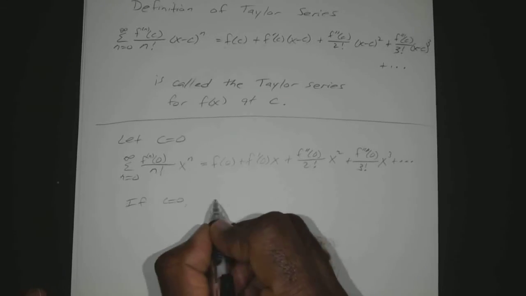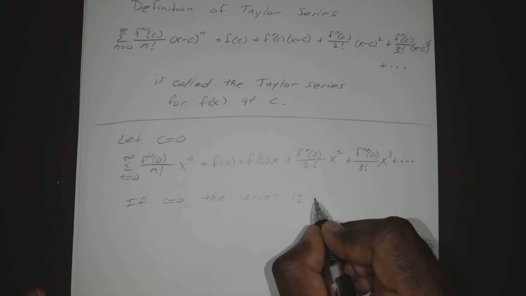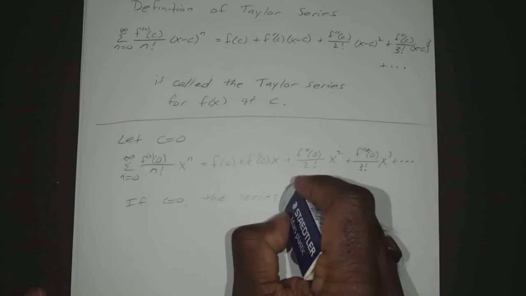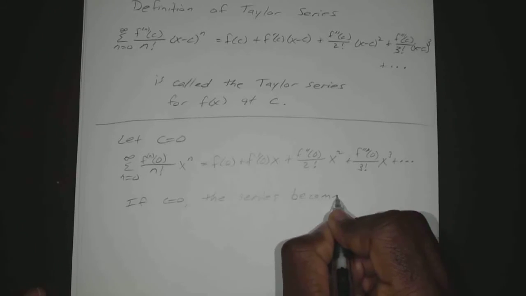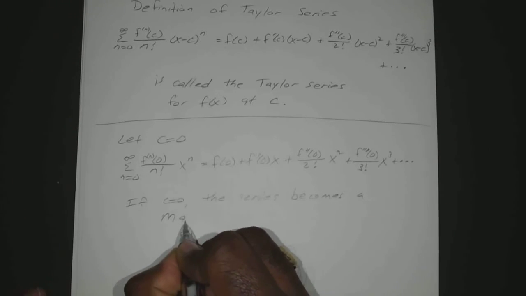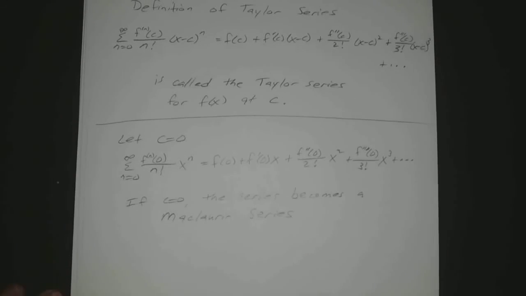So c equals 0, this series becomes a Maclaurin series. That's literally the only difference. So if I just go to the board of mathematicians and say, well, when c equals 1, it's all of this, can we have the Austin series?